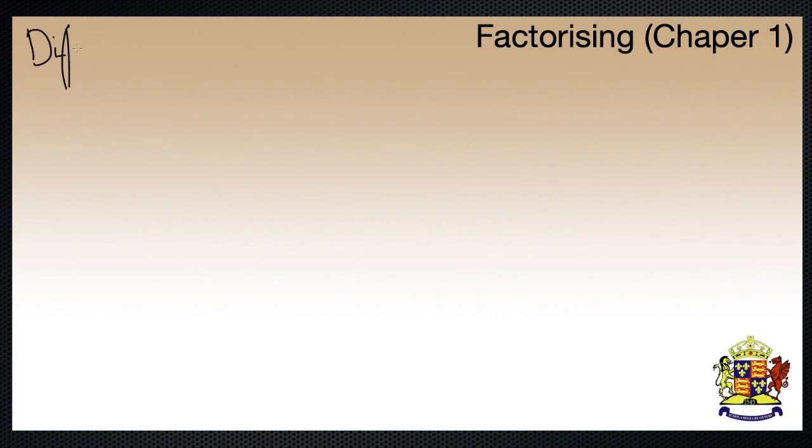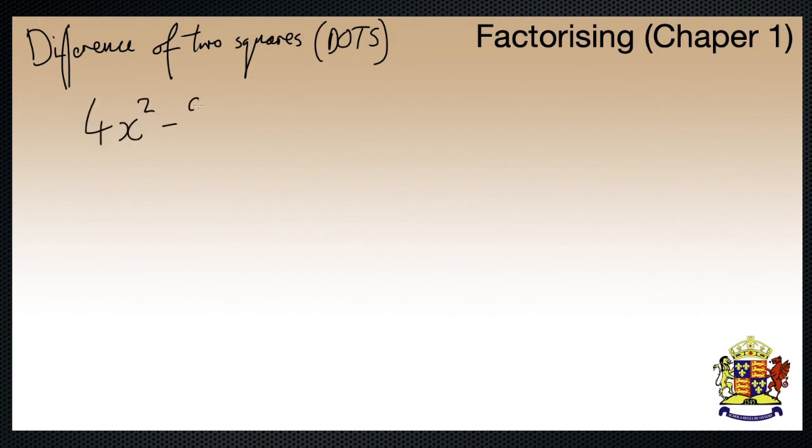Right, difference of 2 squares. Now, the difference of 2 squares we've looked at with expanding. We need to be able to factorise these with some confidence, and they're not always as easy as they first look. We need to be really careful. So here's a few examples. 4x squared minus 9, 9x squared minus 16, 16x squared minus 81.